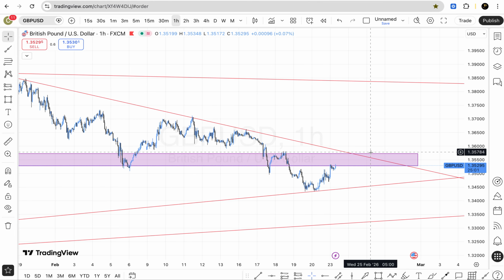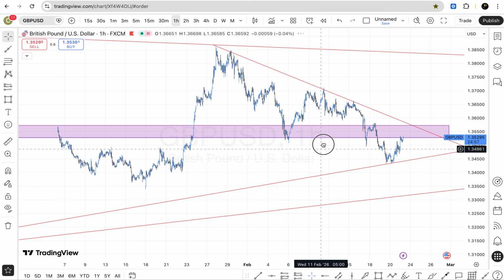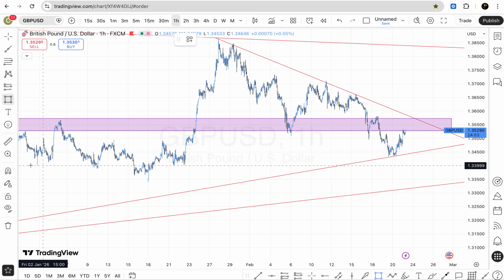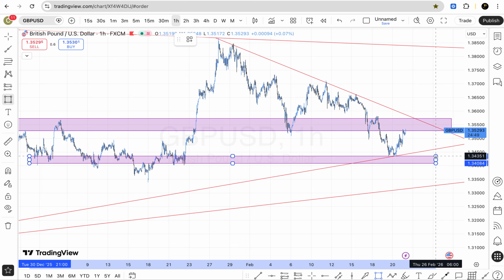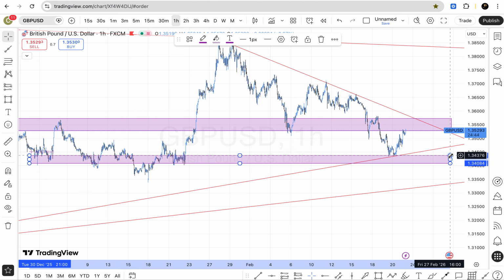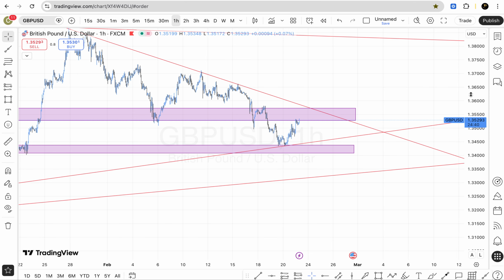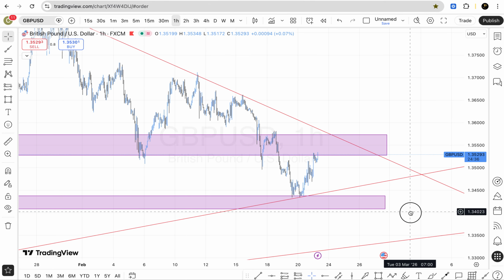We have to look for buy entries, and when we're looking for buy entries, we also have to make sure that we take note of all the liquidity zones, right? There's another support and resistance zone down here. Okay, so this is on the 1-hour time frame. We're looking for buy entries.